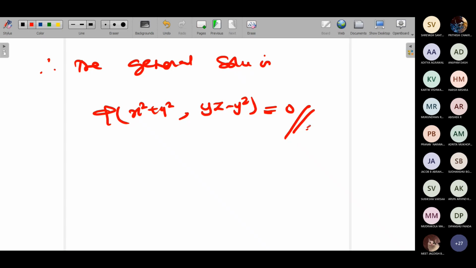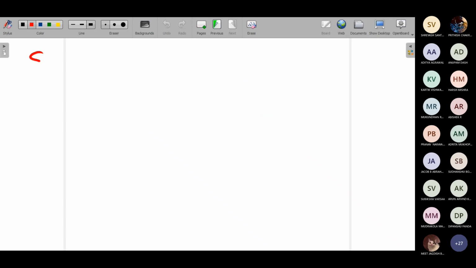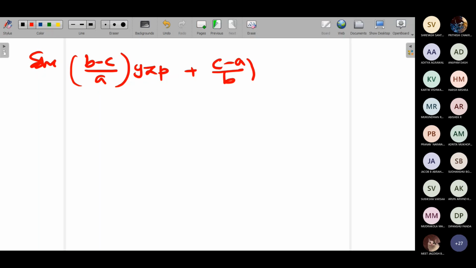Solve (b minus c) by a into yz p plus (c minus a) by b into xz q is equal to (a minus b) by c into xy. Okay. So you have to solve (b minus c) by a into yzp, (c minus a) by b into xzq is equal to (a minus b) by c into xy.